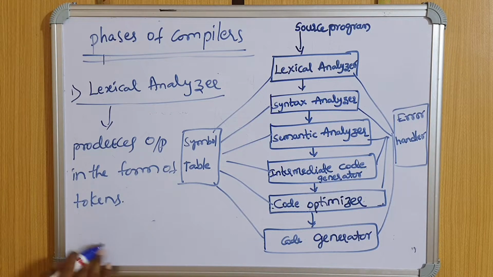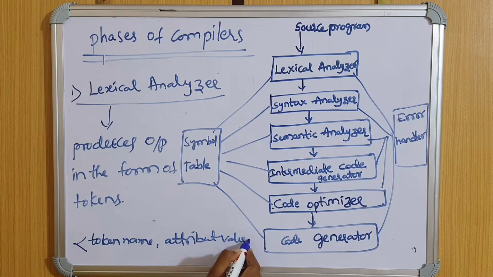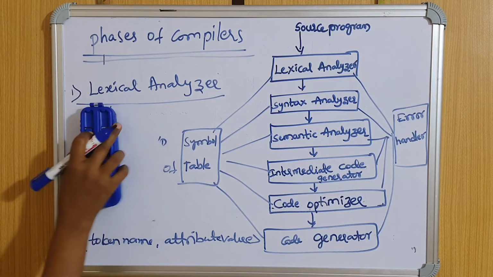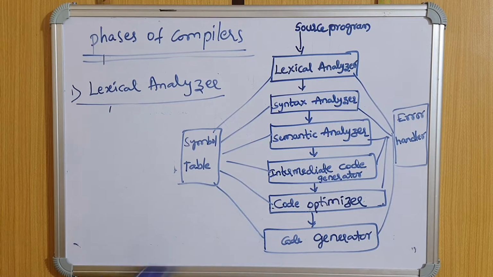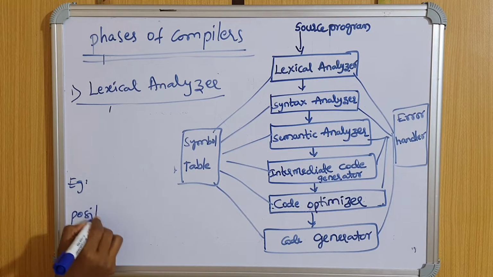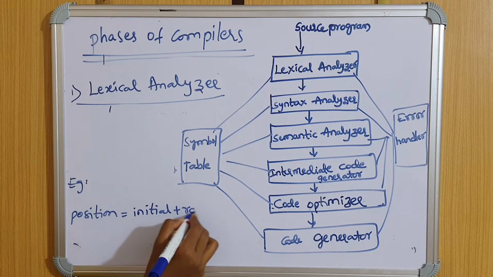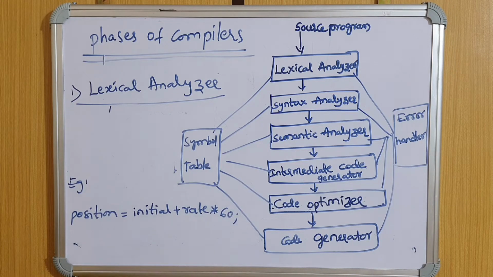So we have the syntax for the token. First we have to write the token name, then attribute value. Token name means the name of the token, and the next, attribute value, is the value of the token. With one example you can understand this easily. For example, I am taking position equals initial plus rate into 60. This is my input stream.